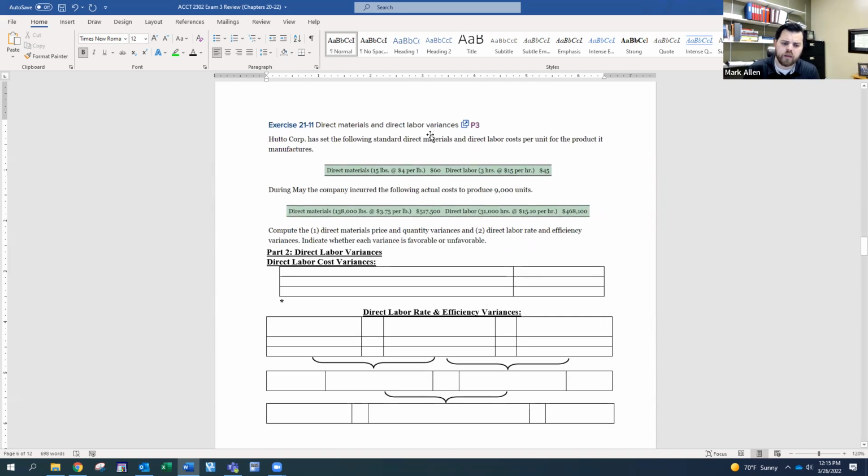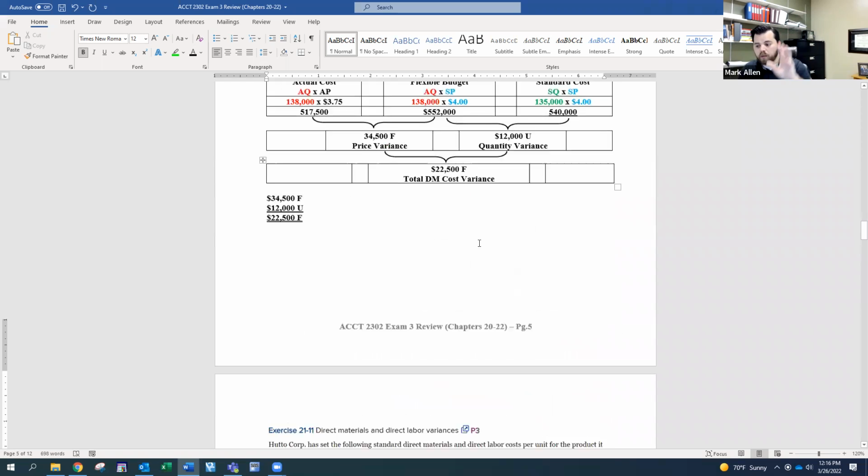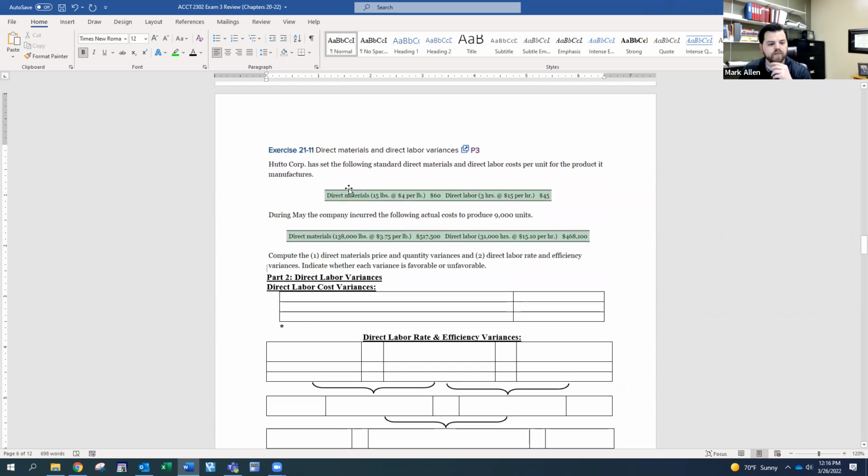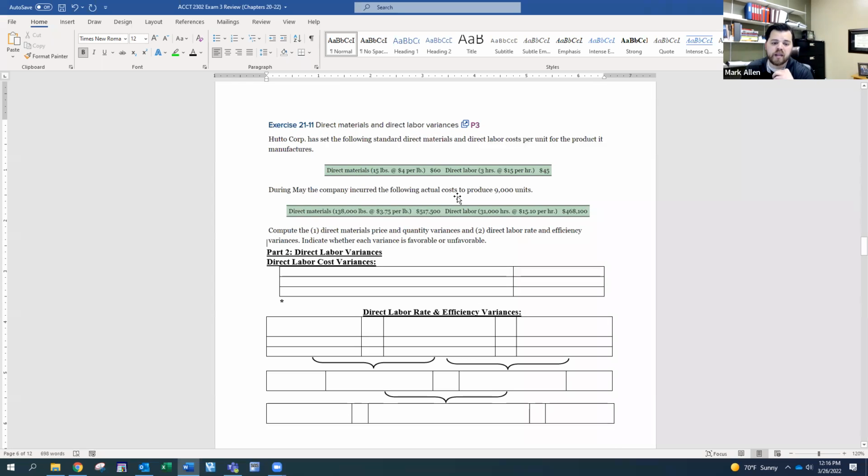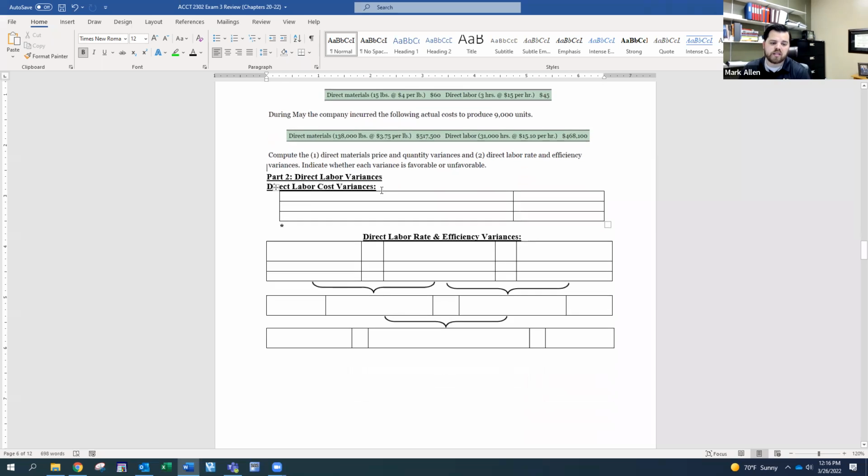At this point, we're going to deal with our direct materials and direct labor variances. In this case, we have Hutto Corp, which has set the following standard direct materials and direct labor costs per unit for the product it manufactures. So we're looking at materials and labor. We just did the materials part, and we're now doing labor, so it's a continuation of the previous problem. We're just doing the other side of it. During May, the company incurred the following costs, all of which are the same.